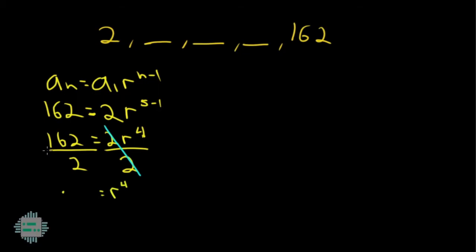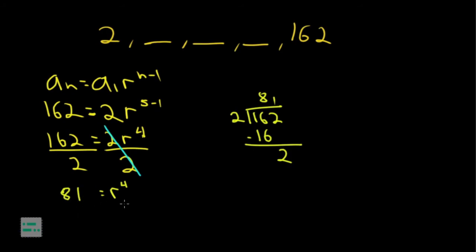ilang 2 daw meron sa 162, pwede natin i-check. So sa 16 meron tayong 8 na 2. Multiply natin si 8 by 2 will give us 16. Subtract natin, 0 yan, bring down natin yung 2. Ibig sabihin meron tayong 81 na 2 sa loob ni 162.